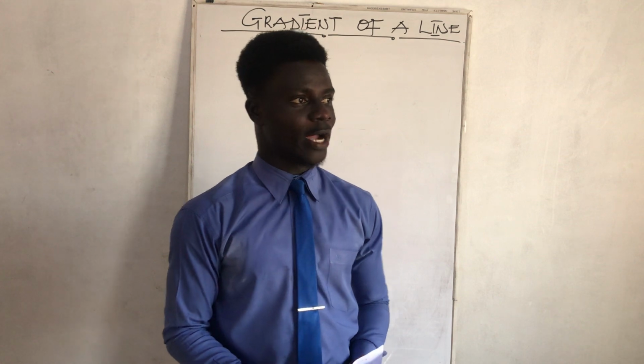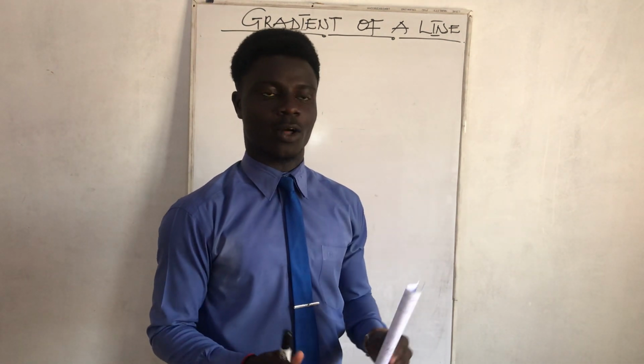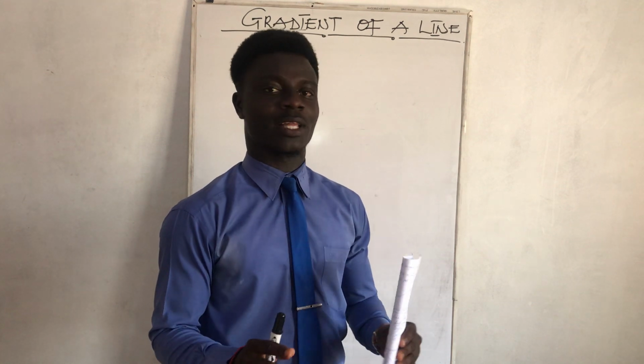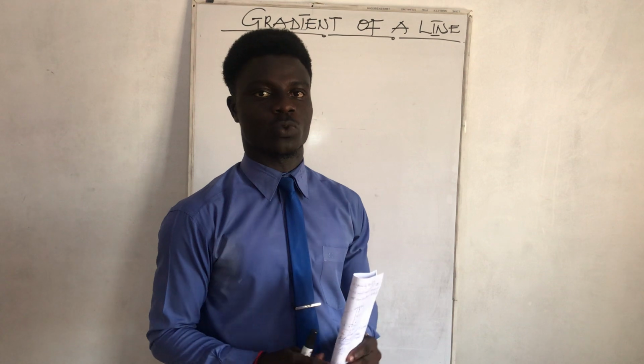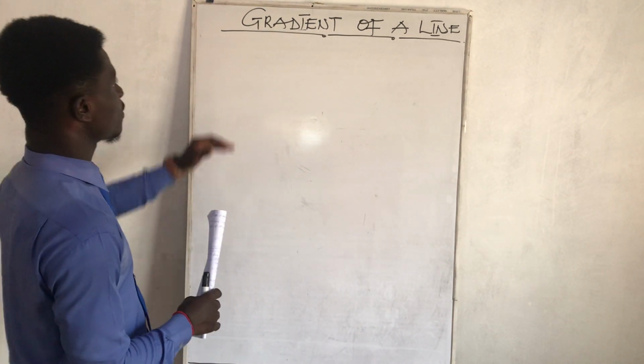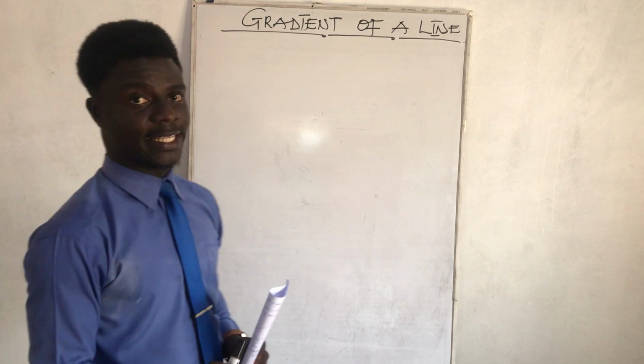Alright, we are still on our Analytic Geometry and Calculus, which is Math 102, mathematics for university students. We are on the subtopic gradient of a line.